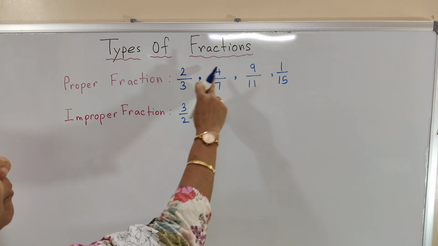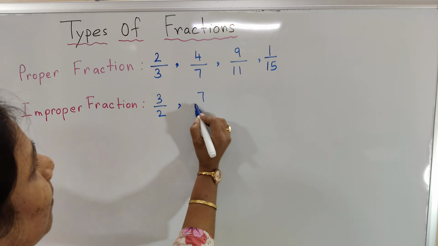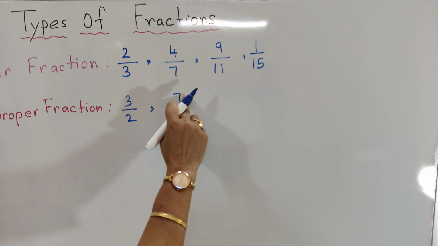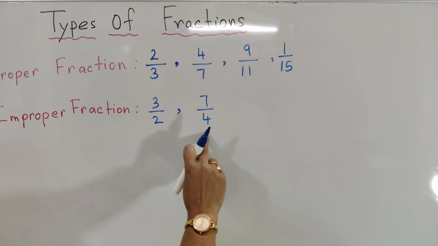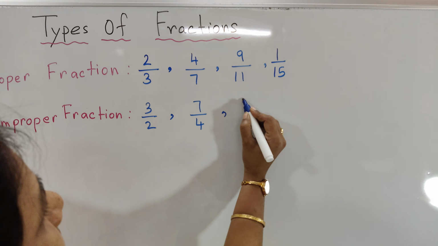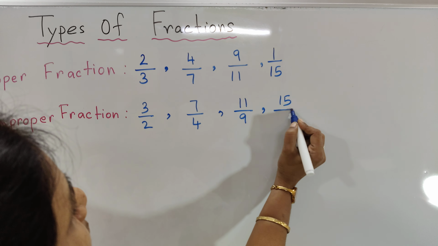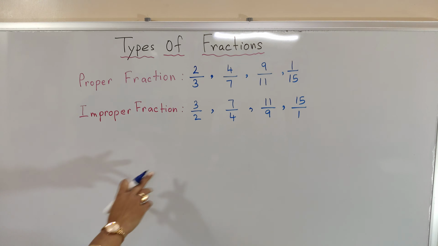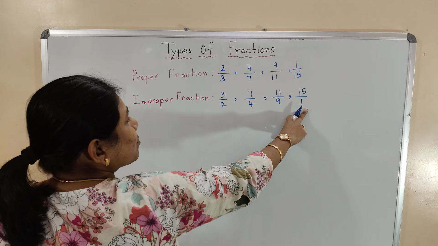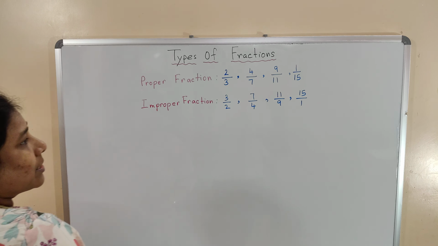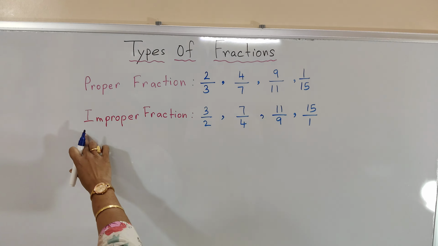Over here in proper fraction it's 4 by 7. So let's reverse it. 7 by 4. See, the numerator is bigger than the denominator. 11 by 9. 15 by 1. In these fractions, we see all the denominators are smaller than their numerators. So these types of fractions are called improper fractions.